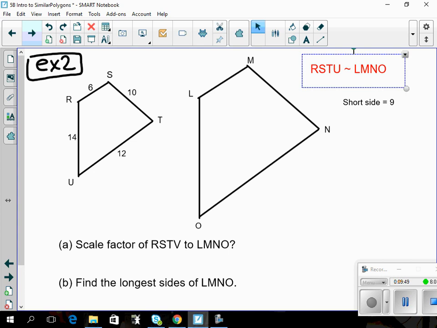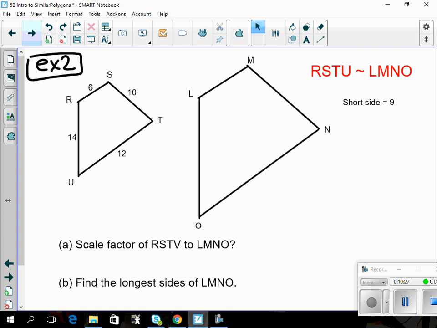Notice that I still have my similarity statement. That's important because we're trying to find two things. It's asking us first for the scale factor, and then it's asking us for the longest side. Yes, that's important information. So where should the 9 go? Between which one? Very good. Because the shortest side on the left-hand side is 6. Do you agree? Isn't that the shortest side on the left-hand quadrilateral?